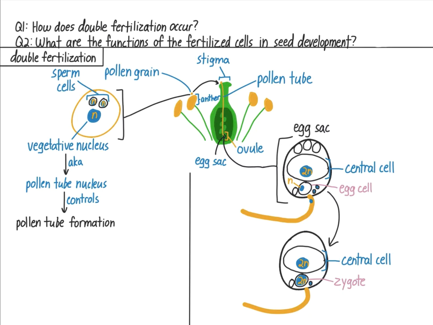The second haploid sperm cell enters the central cell and fuses with the diploid nucleus there, forming a triploid nucleus inside the central cell. So double fertilization produces two cells, a triploid central cell and a diploid zygote. Next, let's take a look at how this fertilized ovule becomes a seed.